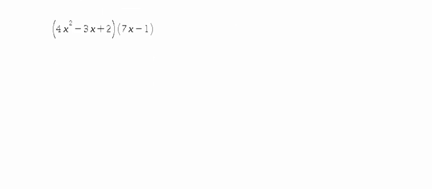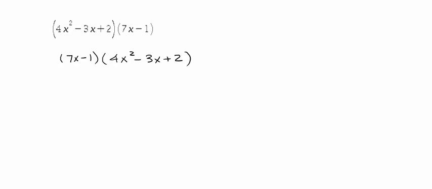Here again I have a trinomial, right? I have this trinomial times this binomial. And my personal preference is always to rewrite it so that I have the polynomial with fewer terms first. I like to do that. So I'm going to rewrite my expression here as 7x minus 1 times the quantity, or the whole trinomial, 4x squared minus 3x plus 2.